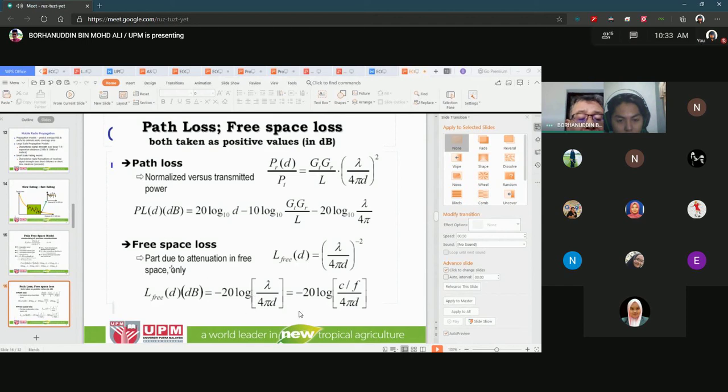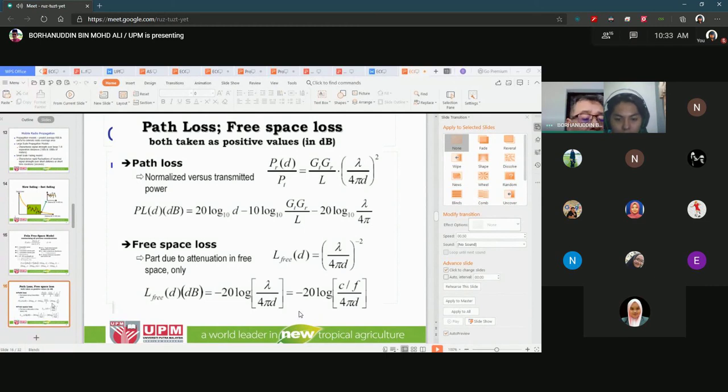Okay. Part due to attenuation in free space only. Notice in free space, not in the building, not in the jungle. This is in an open space, like maybe you know, a field, or it could be, I don't know, a desert. Or in our case, malam, we saw the satellite, and this could be satellite.